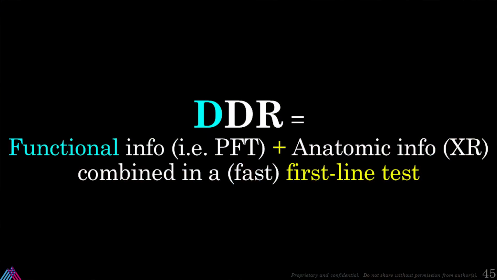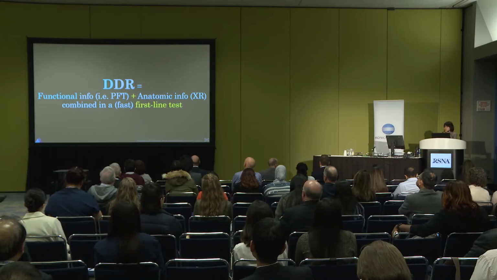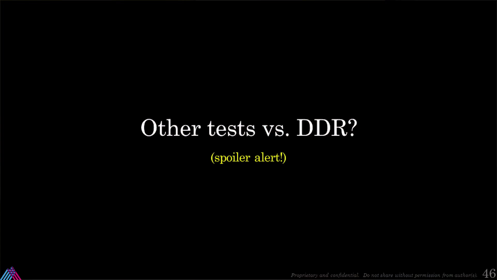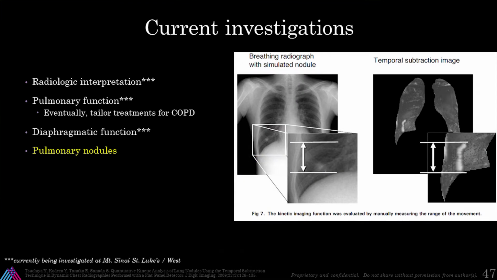All right, so now we've gone over dynamic digital radiography with both functional and anatomical information combined, maybe as a first-line test, and a lot of interesting applications. So are there other areas that dynamic digital radiography can impact? A little bit of a spoiler alert. So one thing is in pulmonary nodule detection.